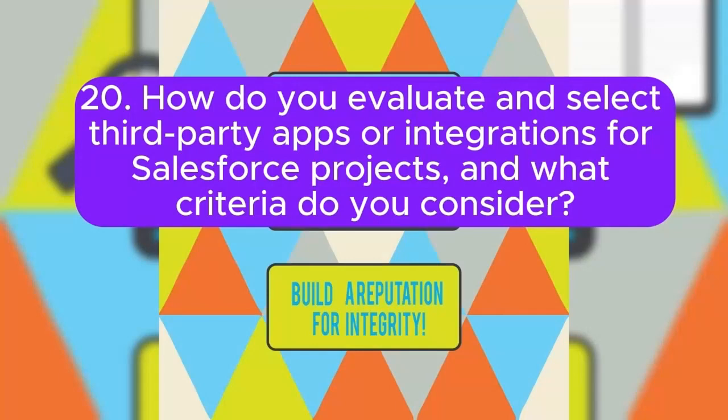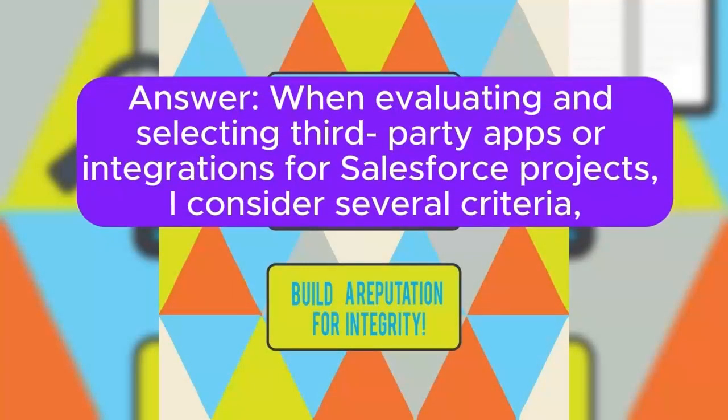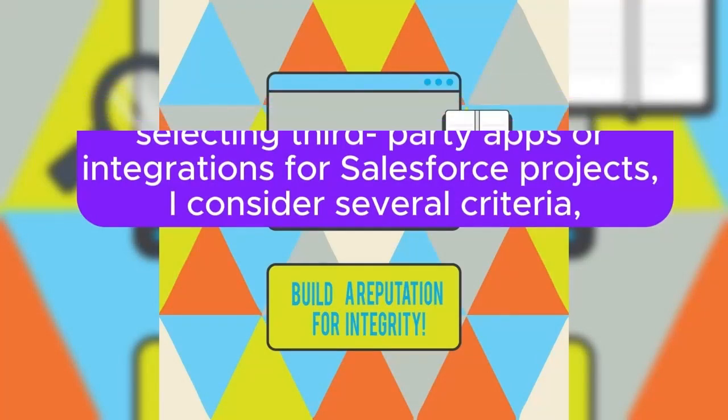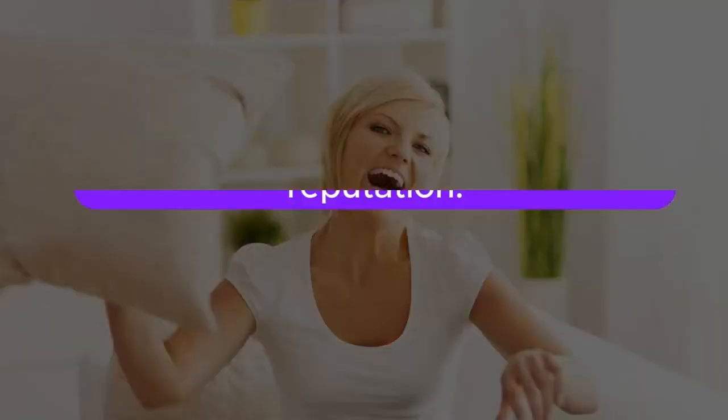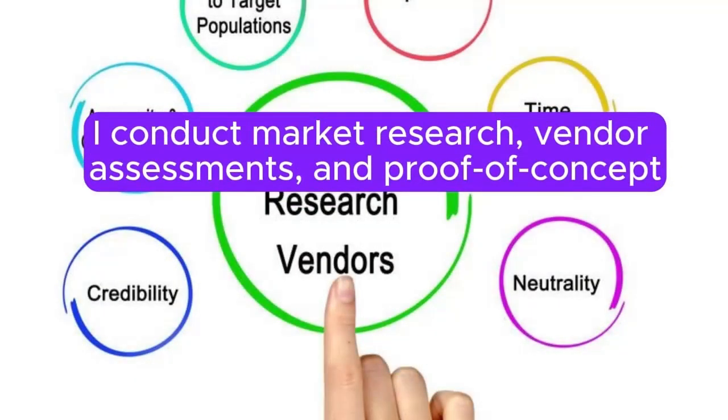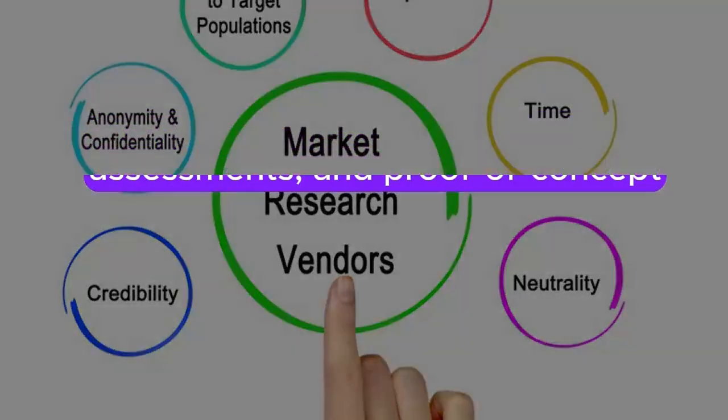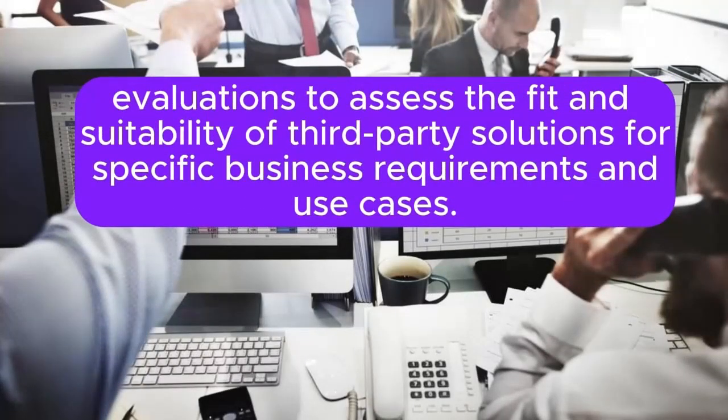20. How do you evaluate and select third-party apps or integrations for Salesforce projects, and what criteria do you consider? Answer: When evaluating and selecting third-party apps or integrations for Salesforce projects, I consider several criteria, including functionality, compatibility, reliability, scalability, and vendor reputation. I conduct market research, vendor assessments, and proof of concept evaluations to assess the fit and suitability of third-party solutions for specific business requirements and use cases.